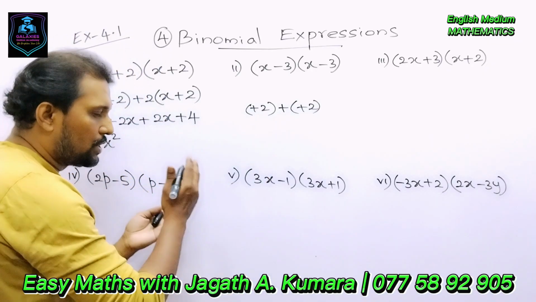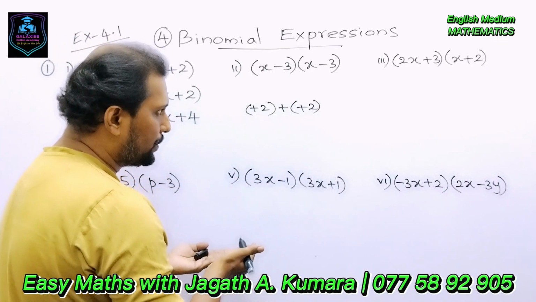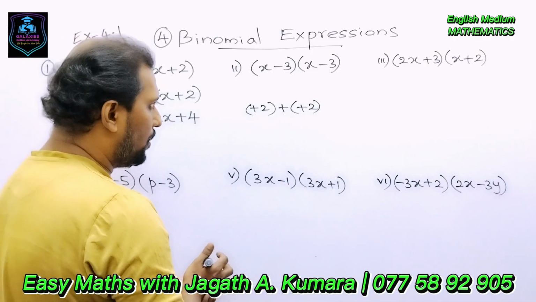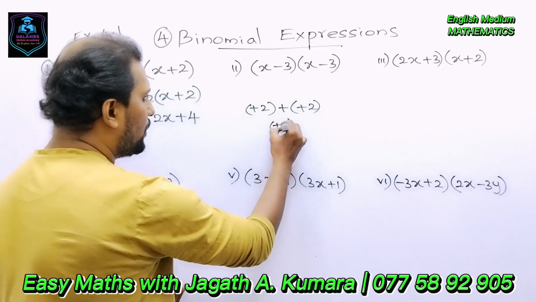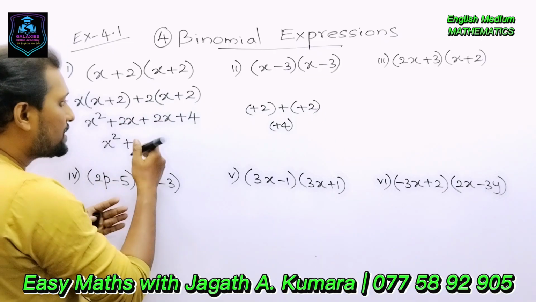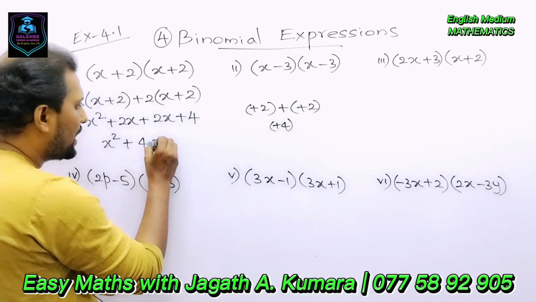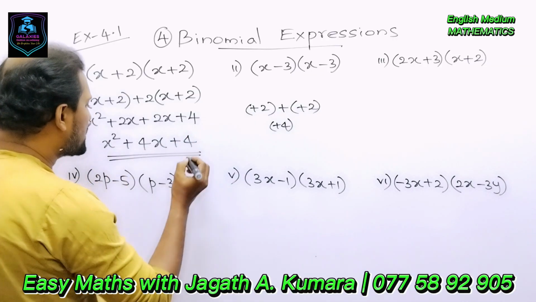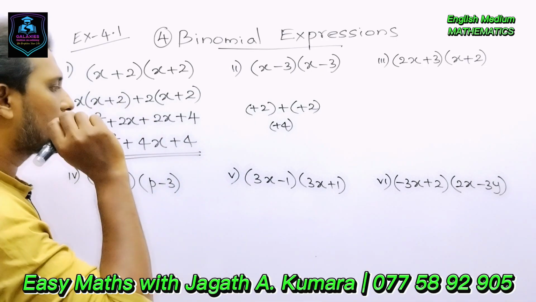So what is the answer? Positive add positive means positive. You have to add the magnitudes, 2 plus 2, 4. So the answer is positive 4. Which terms? X terms, no? So plus 4x, and here plus 4. So the first part answer: x squared plus 4x plus 4.